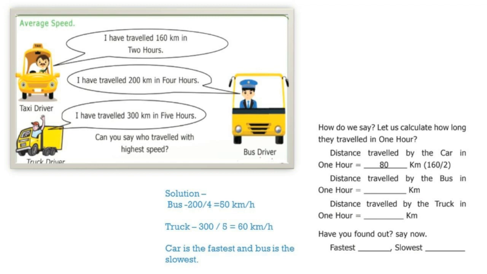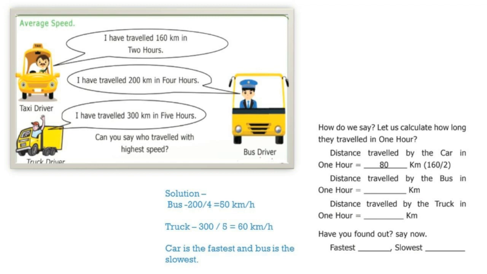Come, let's calculate the average speed of these vehicles. See, here the taxi driver says I have traveled 160 km in 2 hours, and the bus driver says I have traveled 200 km in 4 hours, and the truck driver says I have traveled 300 km in 5 hours. Can you say who traveled with the highest speed? Then how do we say a body moves at a particular speed? Yes, by calculating the average speed of the vehicle. So what is the formula to calculate the average speed of the vehicle? Yes, it is distance traveled by time taken.